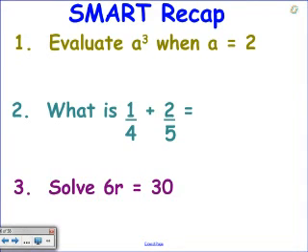So our smart recap is 3 questions. Evaluate a cubed when a is 2. What is a quarter plus 2/5? And solve 6r equals 30. Let's have a look then. So, a cubed when a is 2.